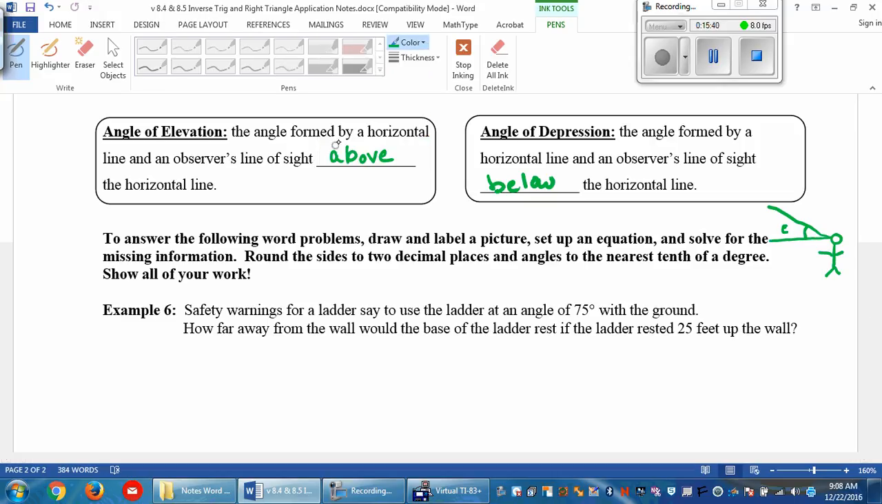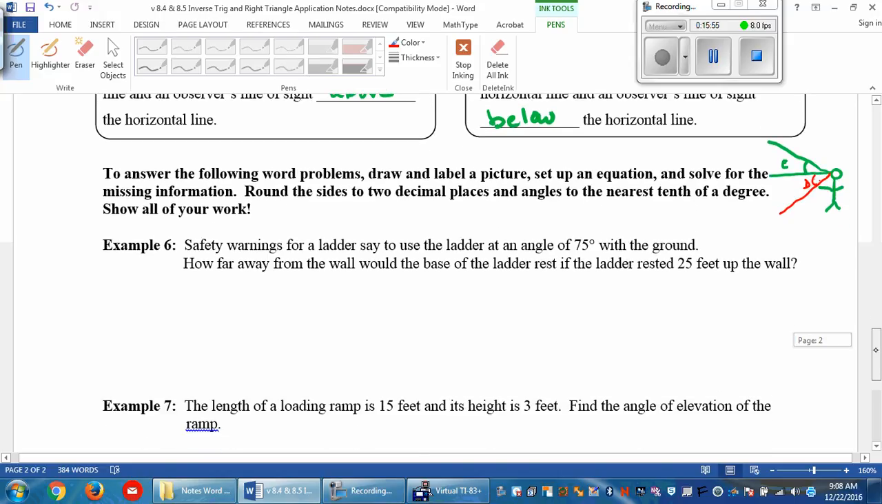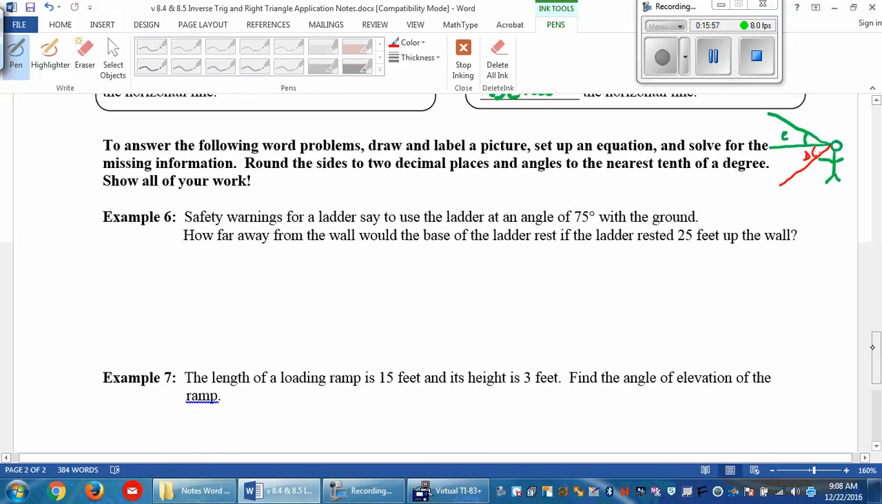Below that, this is the angle of depression down here. Putting together, that's the area, all the area that you can end up seeing. So that part kind of has to make sense to you for you to be able to move on.